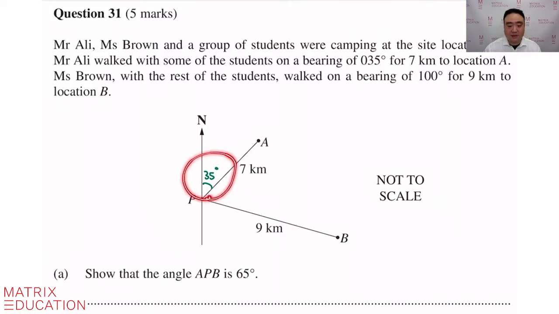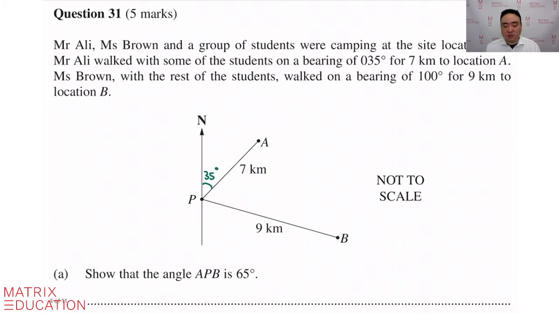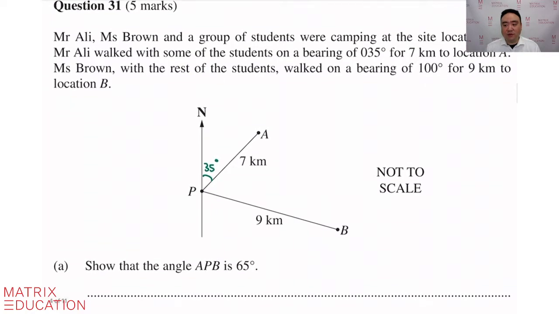So that's this angle right here, because we're going to measure the direction bearing from the north. So from north all the way to where Mr. Ali is, that is 35 degrees. 7 kilometers is annotated for you to location A. Miss Brown with the rest of the students walked with a bearing of 100 degrees for 9 kilometers to location B. Now it's a bearing of 100 degrees.